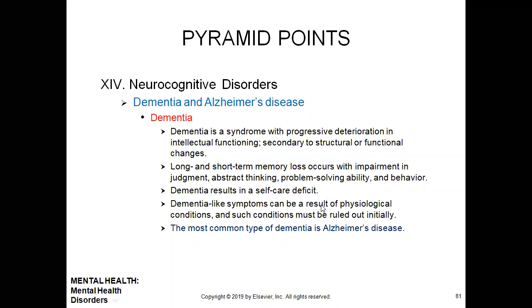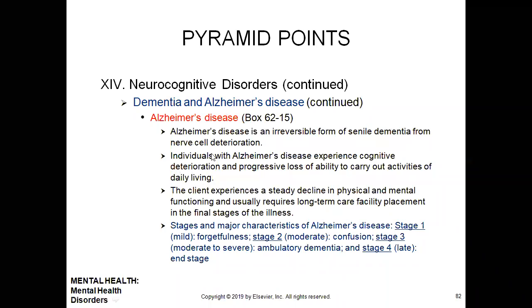Dementia-like symptoms can be the result of a physiological condition, and such conditions must be ruled out. The most common type of dementia is Alzheimer. Dementia is also common with other medical conditions, like Parkinson disease or senile dementia. Basically, dementia means forgetfulness.